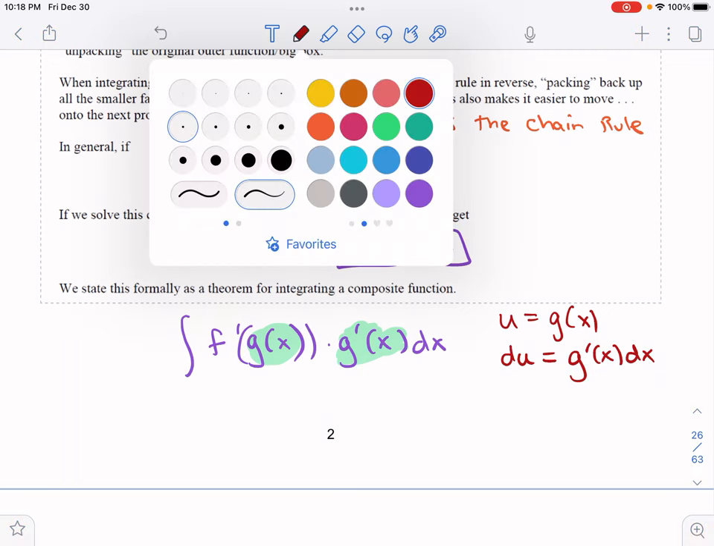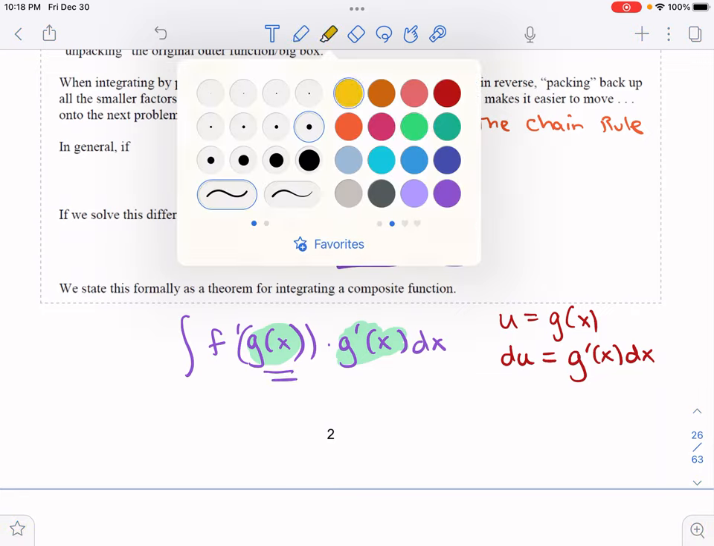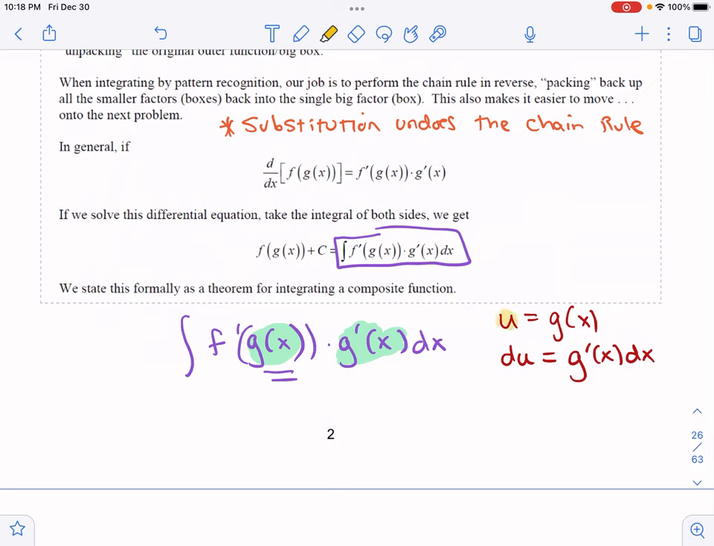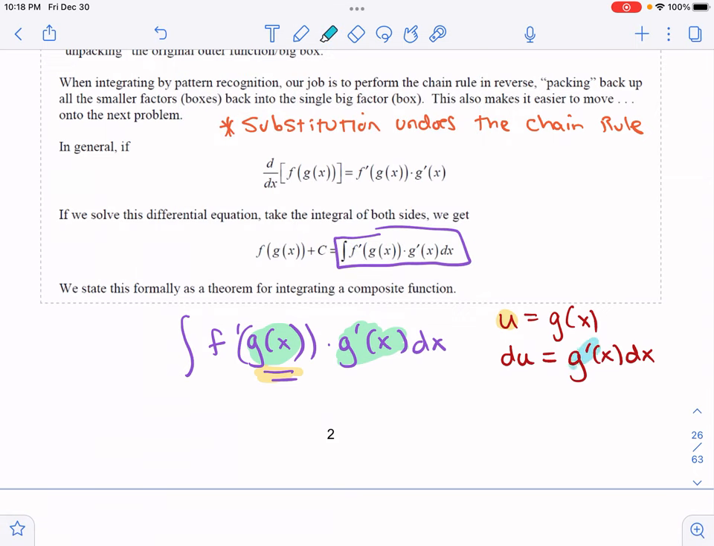And this is actually really helpful because now I'm going to replace my g of x with just a u. That is going to get substituted with a u, and then g prime of x dx is going to get replaced with a du. And that'll leave a very obvious indefinite integral. So making those substitutions, this becomes f prime of u, and then remember, all of this is just du.